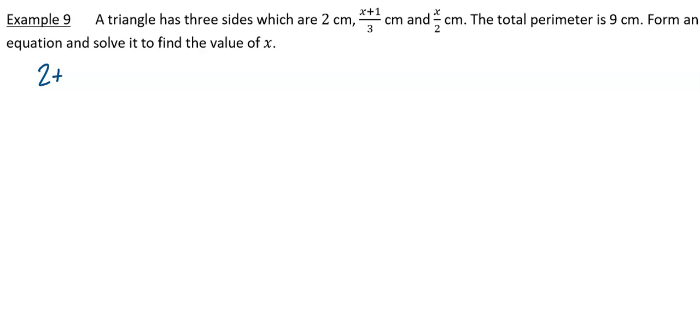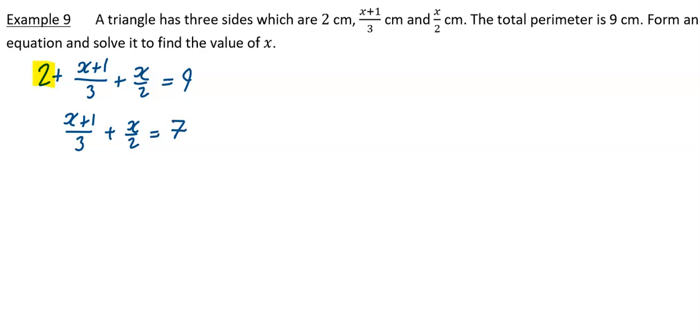But the 3 sides, we'll just write them down. We had 2 plus (x plus 1) all over 3, plus x over 2, and that is equal to 9. Now what I'm going to do here is bring this 2 across to the other side. So it's adding 2 at the minute, it's going to come across and subtract. So 9 subtract 2 is going to be 7. Now in this next line I'm going to take a common denominator. I'm adding thirds and halves, so my common denominator is going to be 6.